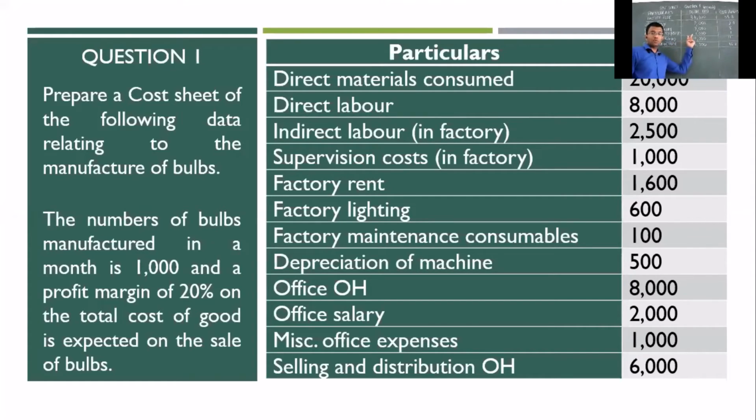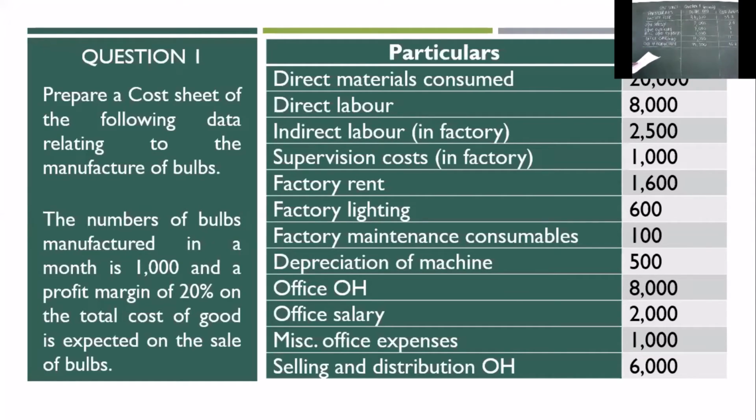So I'll just repeat this quickly once again for you. What did I just do? I have just added up my office overheads, these three expenses, and this works out to be my office overhead. Now this office overhead, I've added that to factory cost. I've got my cost of production.